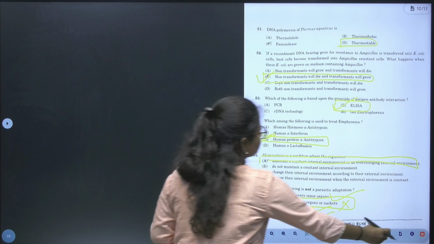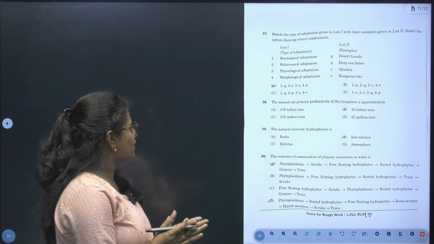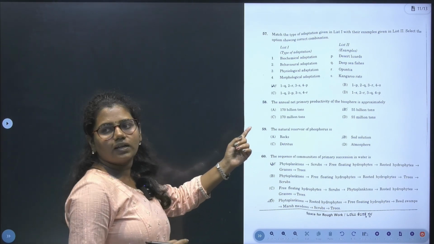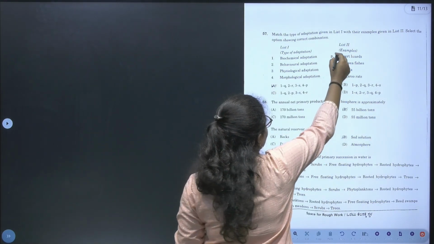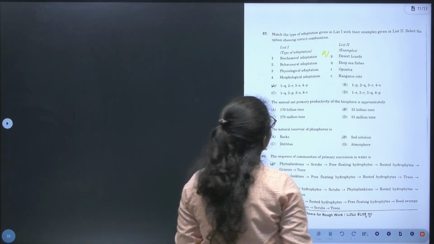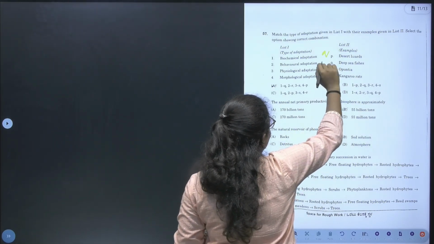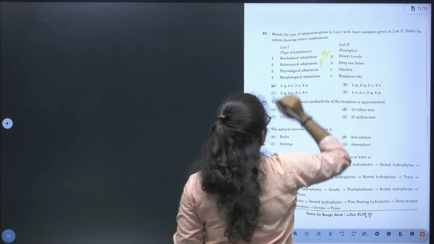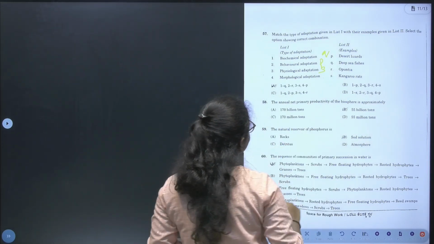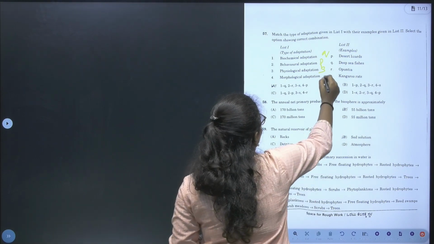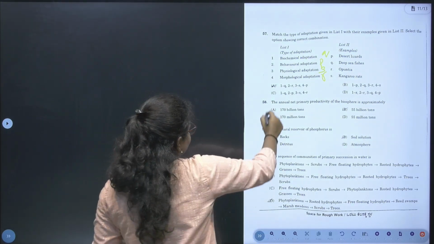Next question, that is question number 57. Match the following type of question again. We have two lists, list 1 and list 2. That is biochemical adaptation is shown by deep sea fishes, that is Q. Behavioral adaptation is shown by the desert lizards. We know that it basks in sun whenever required. Physiological adaptation is shown by kangaroo rat, that is S. Morphological adaptation is shown by opuntia. So here it is Q, P, S and R. So the correct answer is C.